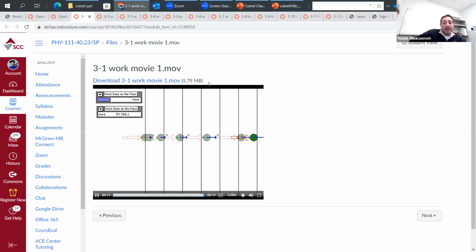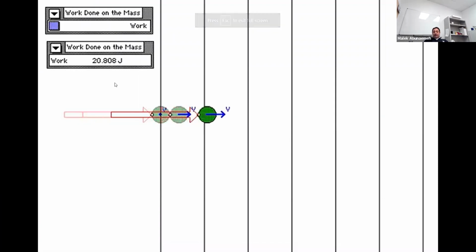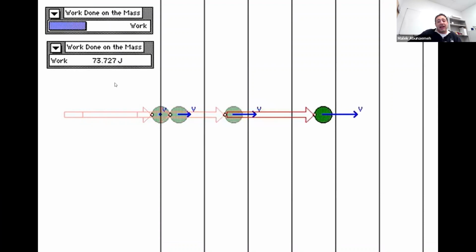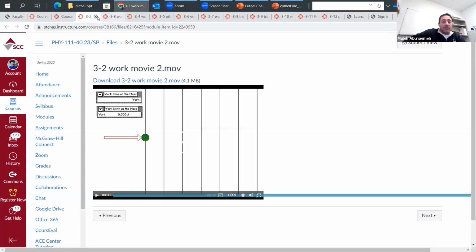Now, what if we double the amount of force? So let's say in the second video, we double the amount of force. Notice that the work is actually doubling. So the more force you have, which is this little arrow over here, the more work you're gonna generate.